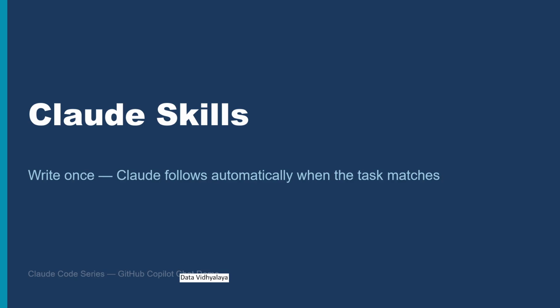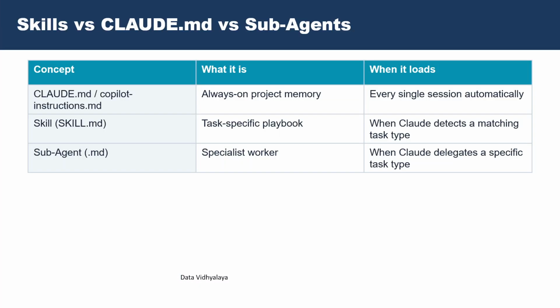So there are three concepts, as I said: skills versus subagents. In the last session, we got clarity on what copilot-instructions.md and claude.md are. Whenever you start a new conversation or session, the model reads all the instructions at one time and keeps them in the context memory. Whenever the user starts writing prompts, it takes that into consideration and provides the relevant responses accordingly. So this is an always-on project, like a permanent memory.